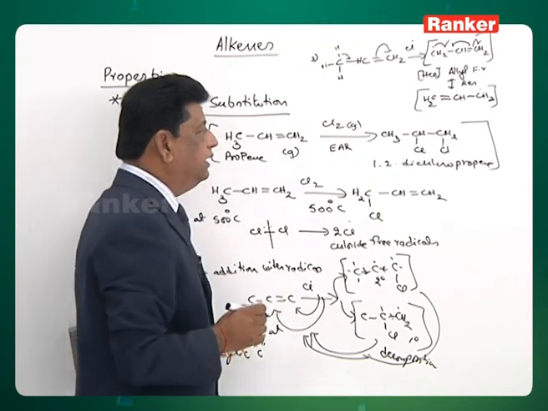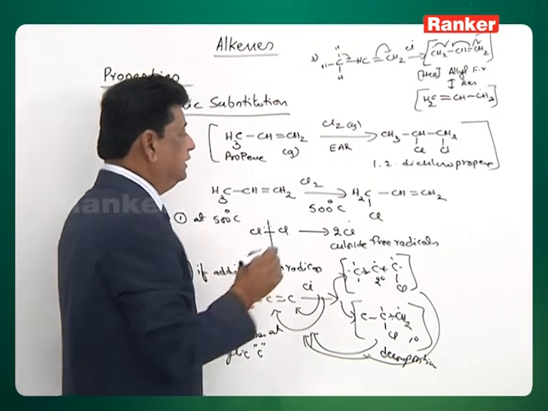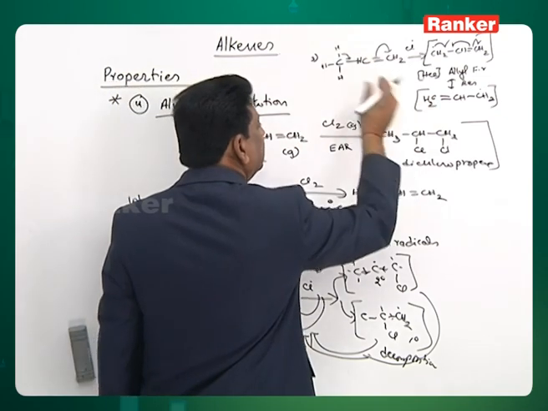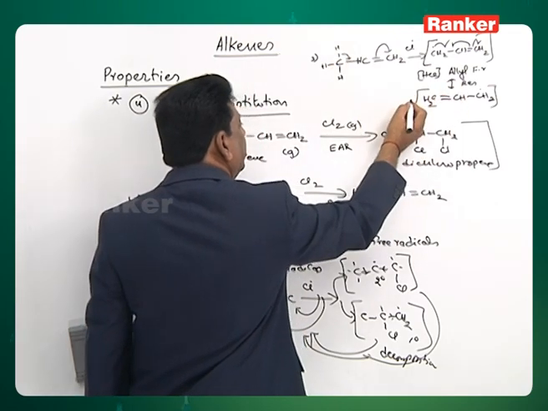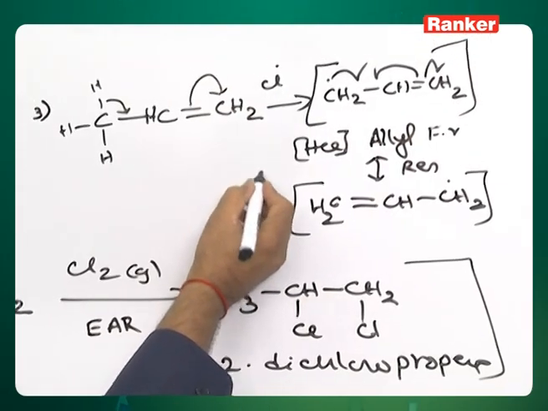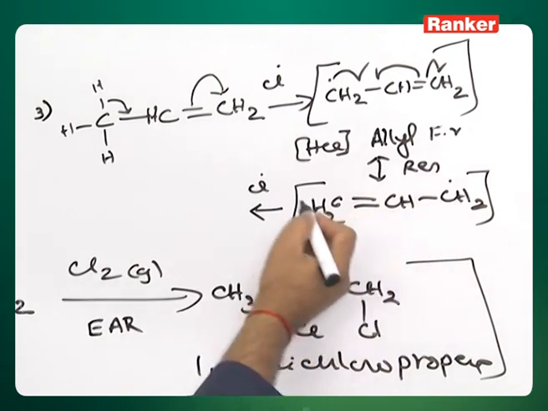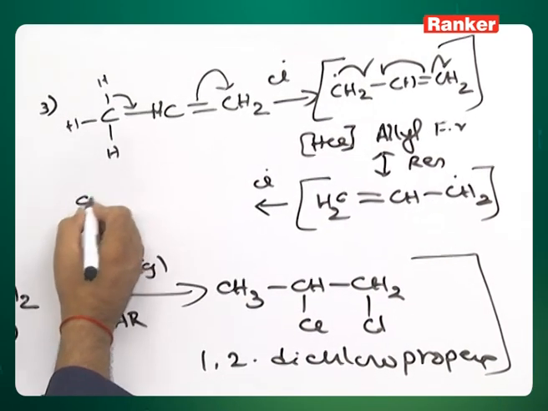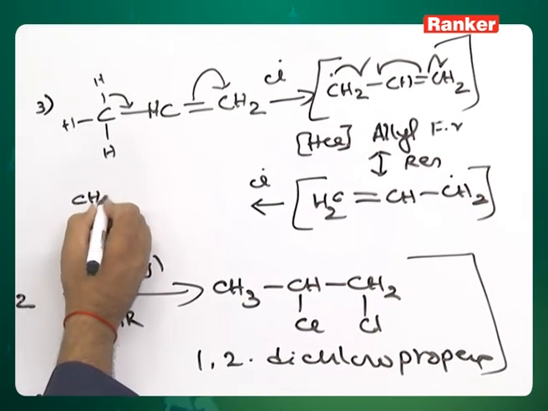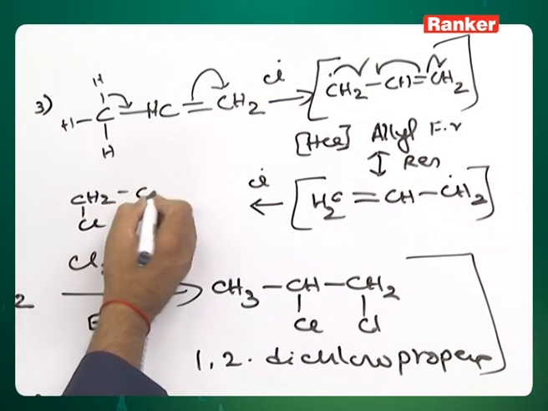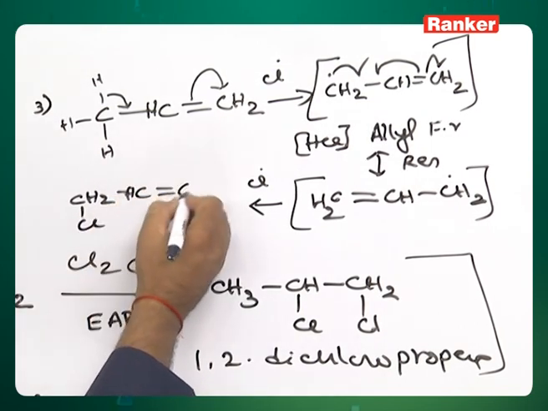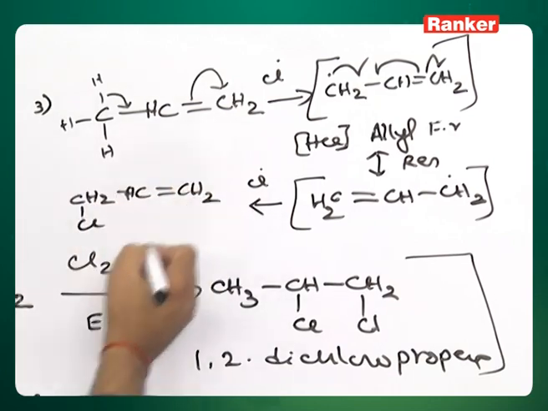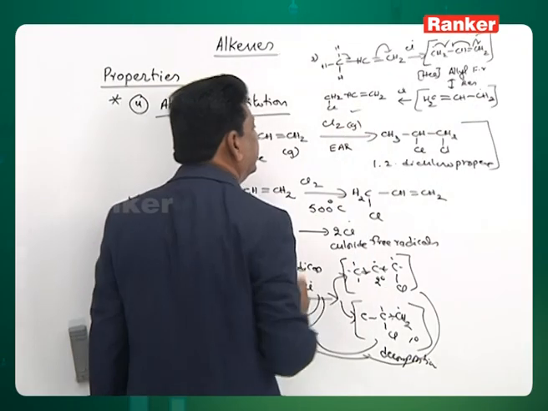So resonance stabilization is always a better stabilization, therefore the reaction gives a large amount of intermediate, and consequently the Cl dot adds on either here or here, and what you will get finally is CH2 with a Cl. This side or that side makes no difference. So the Cl-containing propene is your final answer.